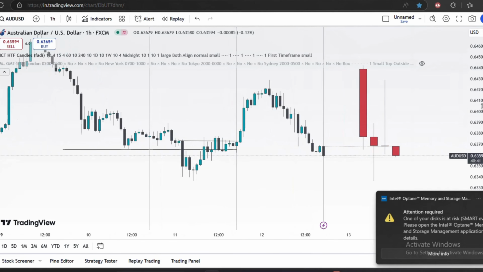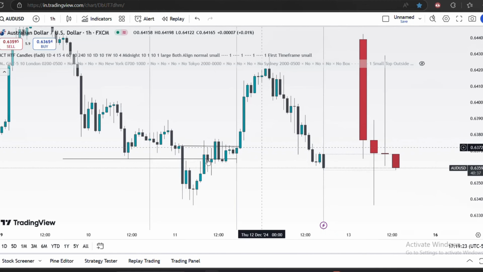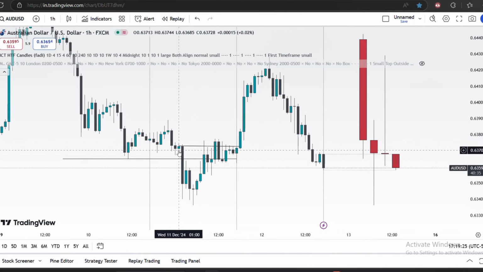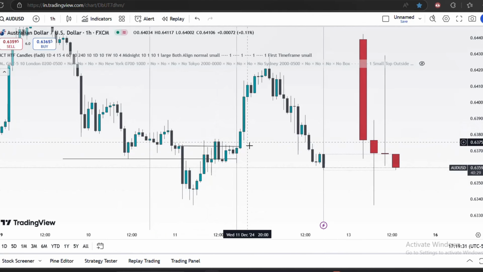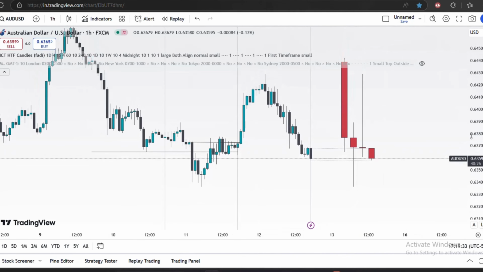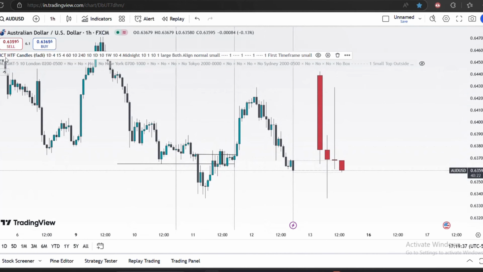Let me zoom. Guys, sorry for this notification. You could see this candle before this candle came down to sweep liquidity. When we get a close over it, it's our change in state of delivery. So after confirming this change in state of delivery, what do we do?